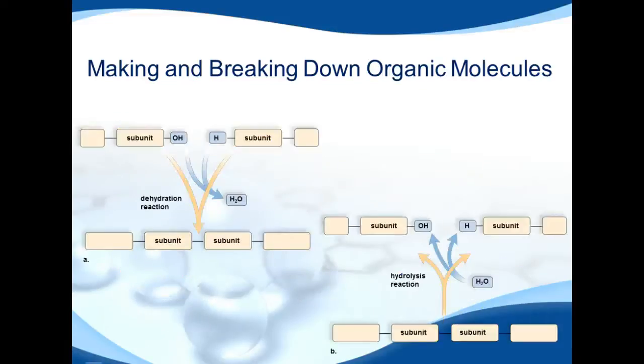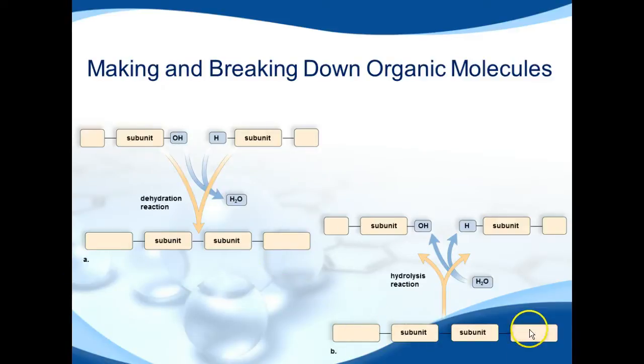Let's take a look at these reactions. So up at the top here, we have two different molecules, and we'd like to join them together. So there's a hydroxyl group on the end of this one and a hydrogen on the end of this one. So what we're going to do is remove the elements of water. So a hydrogen and an oxygen get removed. So water's removed, and we glue these two molecules together. That's our dehydration reaction. Then we have our other reaction, the hydrolysis reaction.